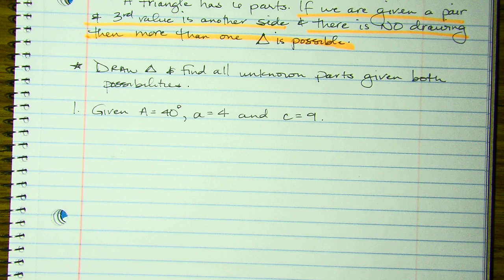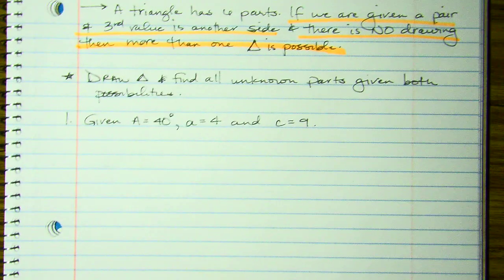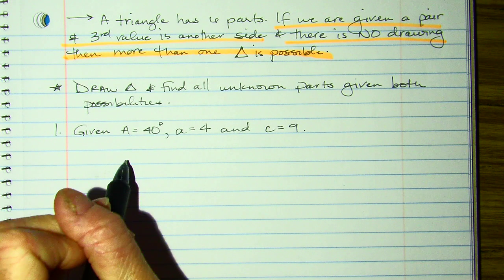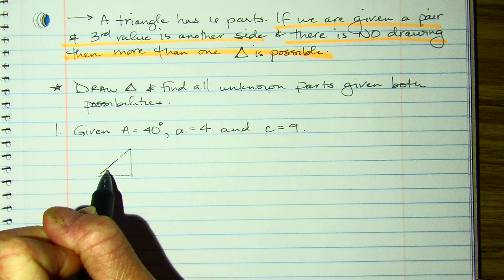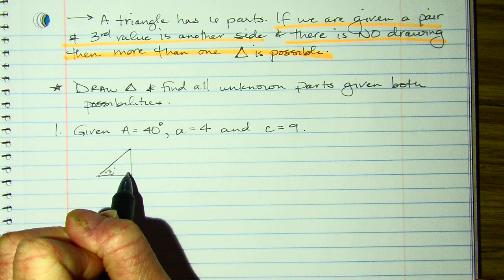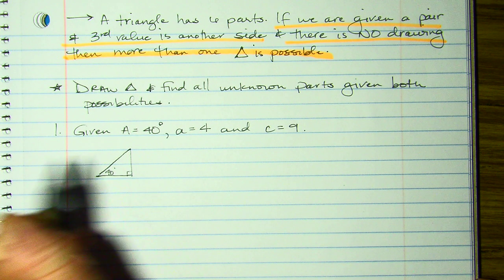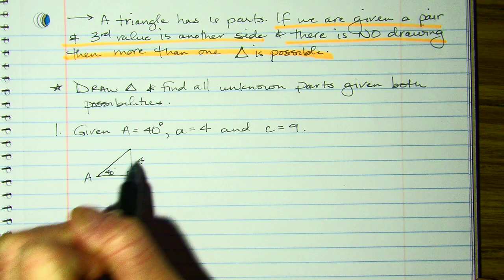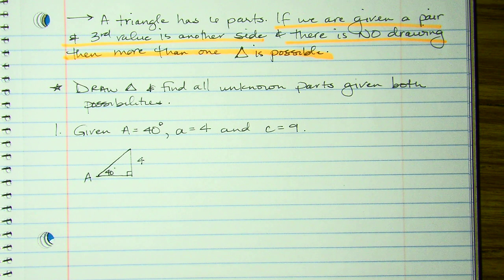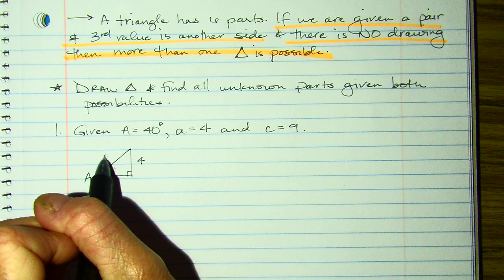So example 1. If they tell me I have a triangle where angle A is 40 degrees, let's say I picture this in my head, 40 degrees. This could be 90, that could be 50. If this is A, then a is 4, and then one of these is 9. Let's say this is 9.